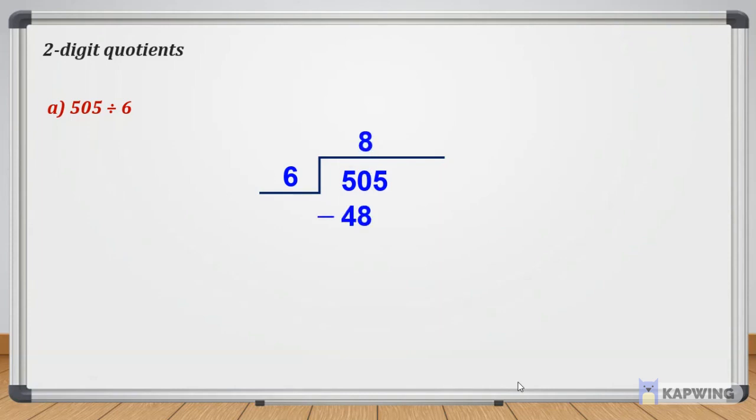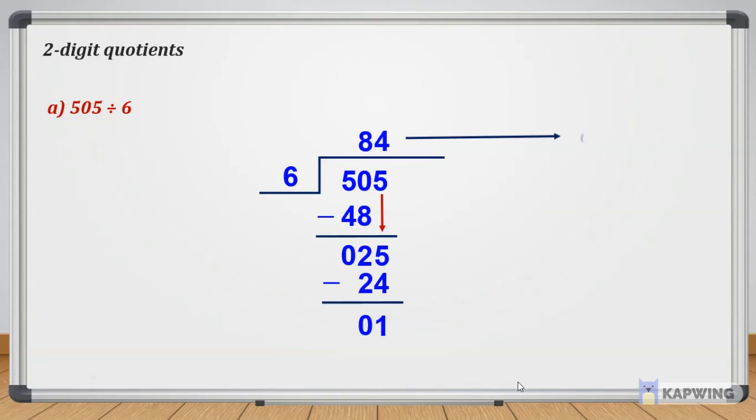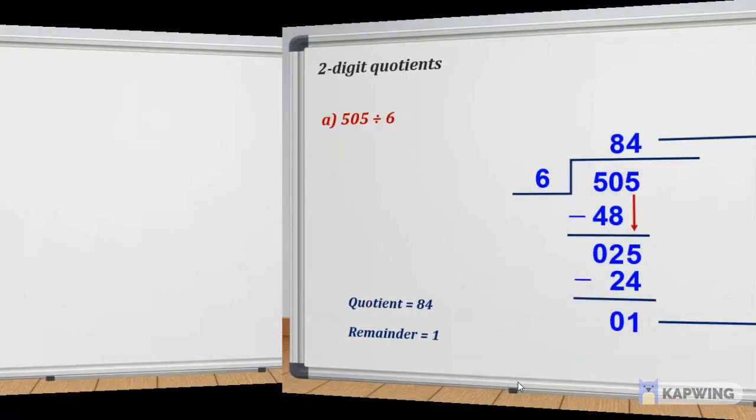So 6 eights are 48. Now 50 minus 48 is 2. Now take the next digit down. So 25. Does 25 come in the 6 table? No. So less than 25, 24 comes in the 6 table. So 6 fours are 24. 25 minus 24 is equal to 1. So here 84 is the quotient and 1 is the remainder. So therefore we will write quotient equal to 84 and remainder equal to 1.